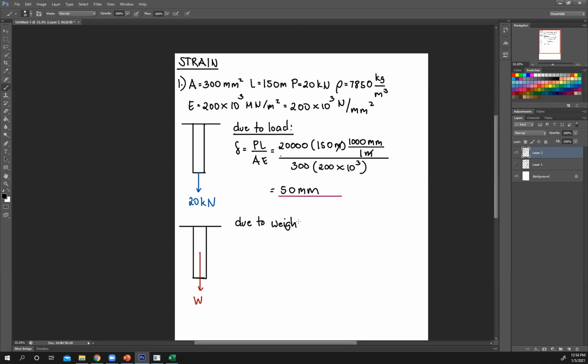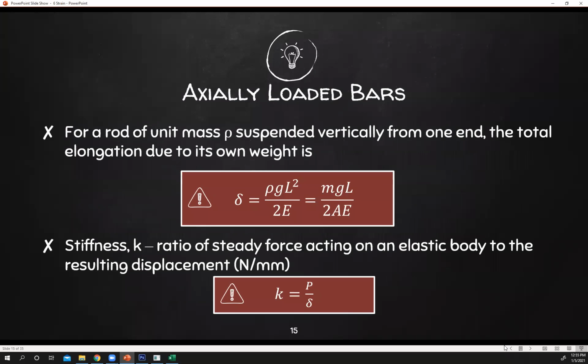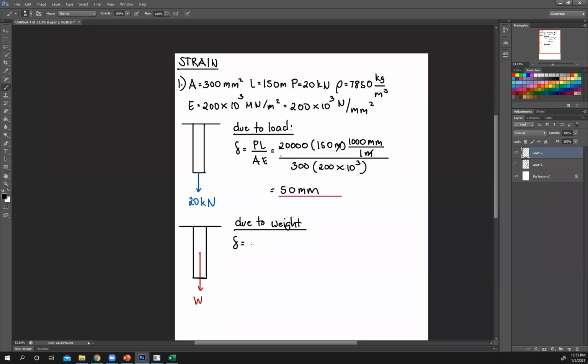So remember, whenever you have a free hanging rod, it's going to elongate due to its own weight. Okay, so we figured out that equation earlier. This is the equation for elongation due to weight: rho GL squared over 2E, or MGL over 2AE, depending on what's given. So let's use rho GL squared over 2E since rho is given for density.